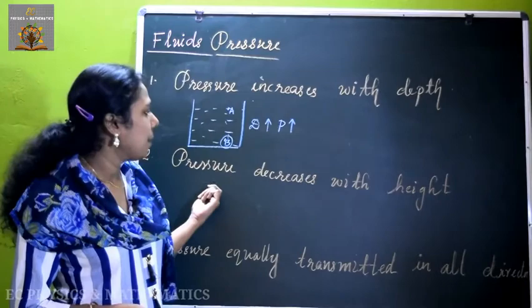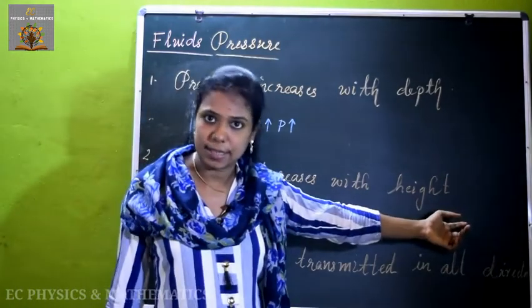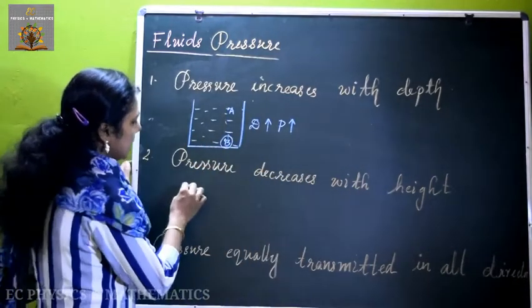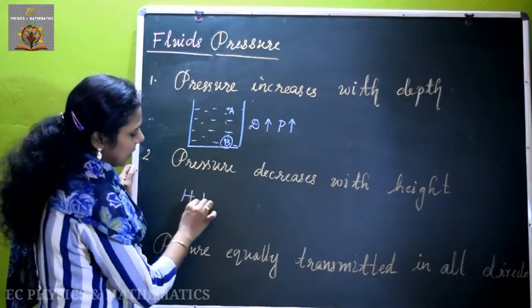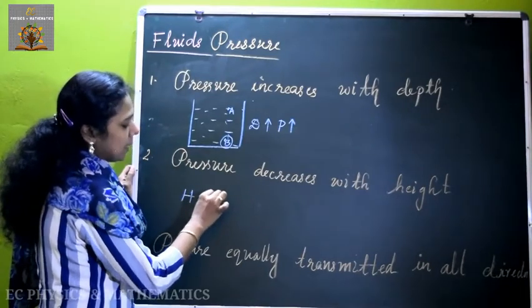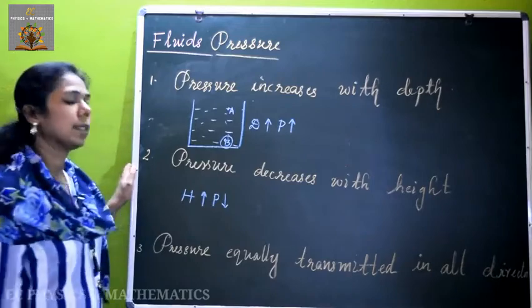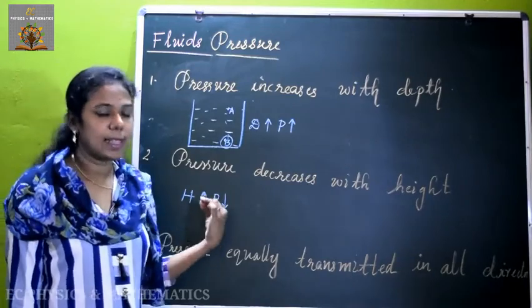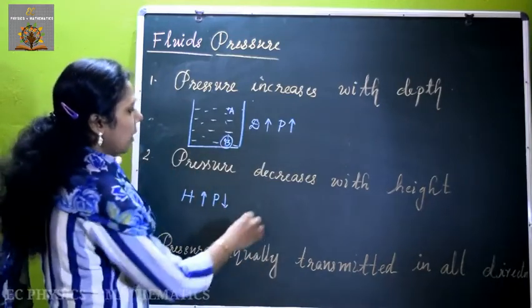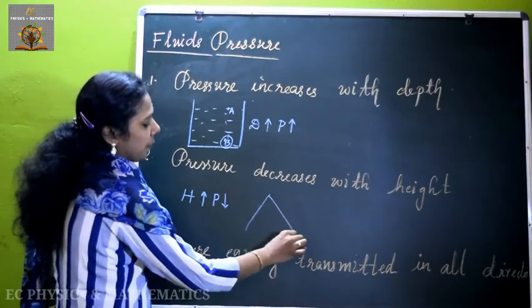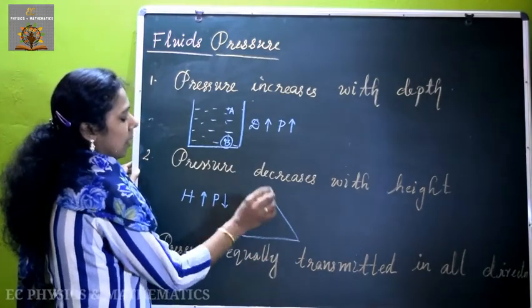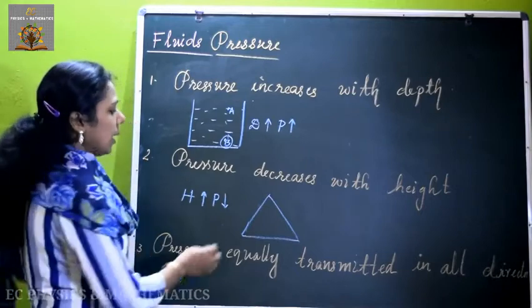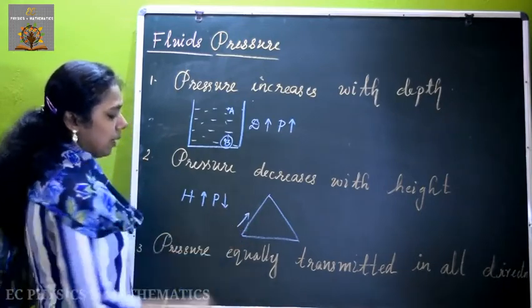Next one is pressure decreases with height. That is, height increases, pressure decreases. Okay, this is a mountain. A person is climbing along this mountain.